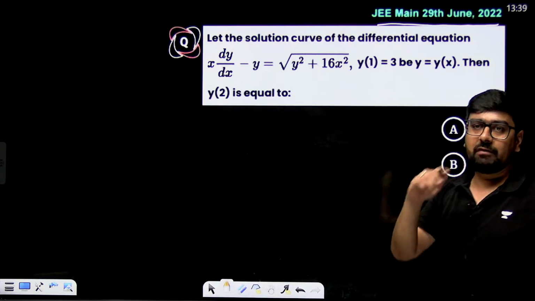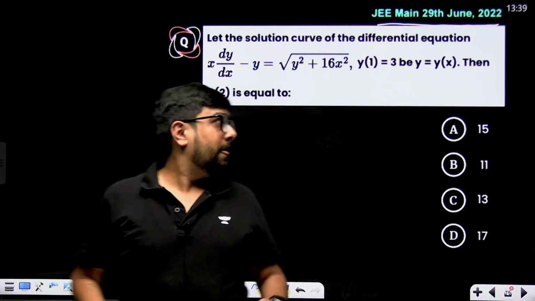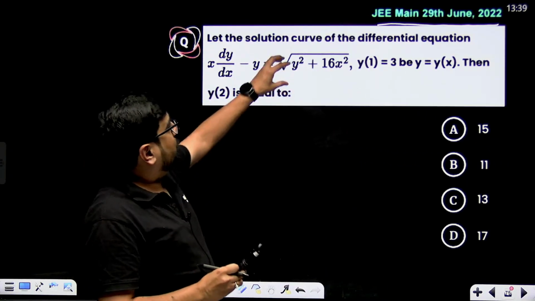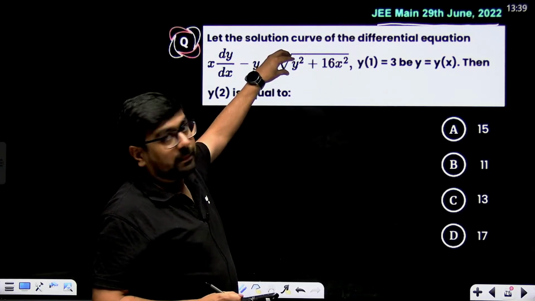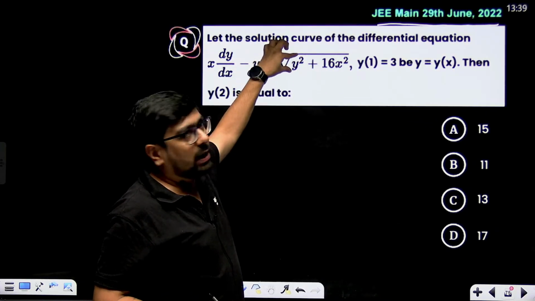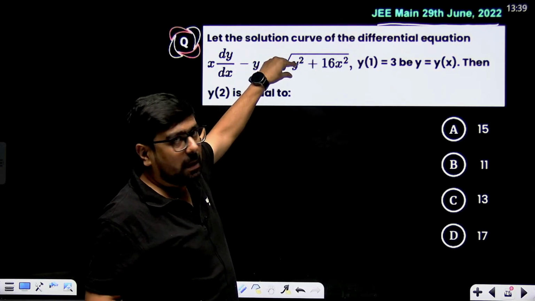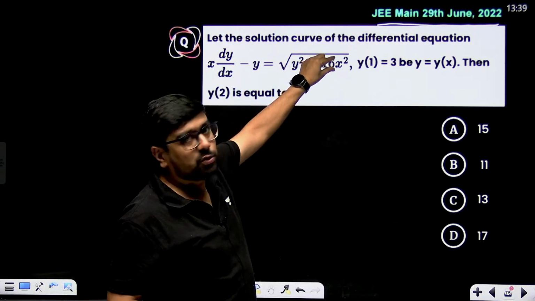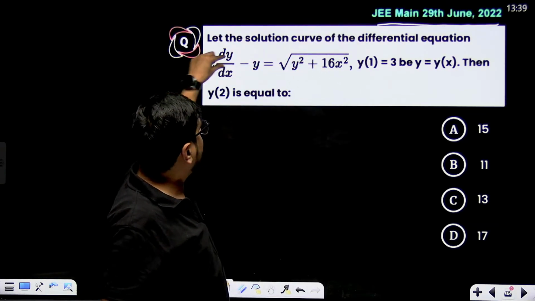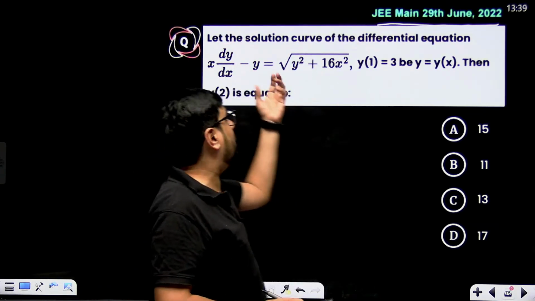Now here, do we have a homogeneous differential equation? Let's see. What is the total power of x and y in each term? Each term you have to see. See, there is a square root, so 2 by 2, the power is 1. Here also power is 1. Here also power is 1. Here also power is 1. So most of the times you have to see like that.